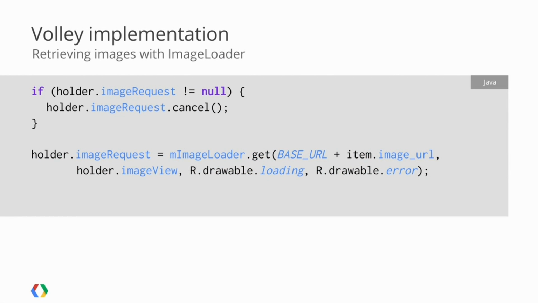OK, getting the image is even easier. We just stow away the image request in our view holder and cancel it when we're getting recycled. An image loader, again from the Volley toolbox, handles the rest. It provides the memory caching for you. You can even pass in drawables for loading or error states, and an image loader will take it away from there for you.